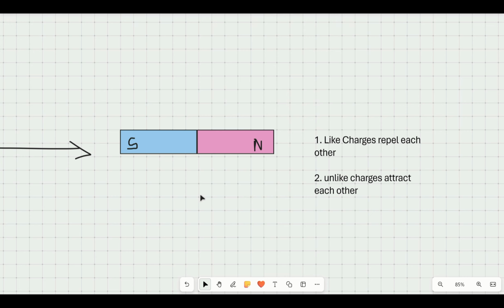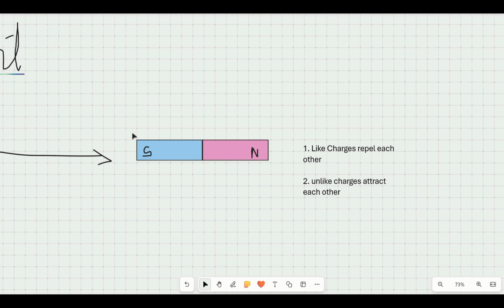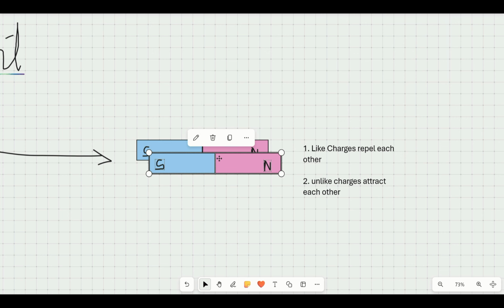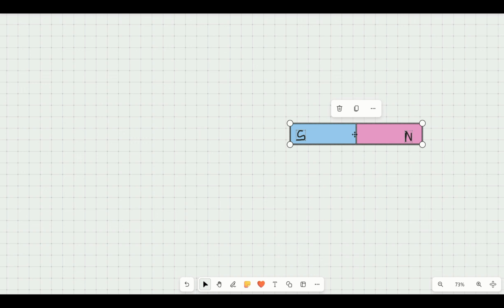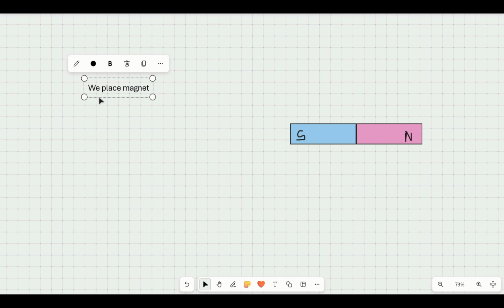Next, let's see what happens when we place a magnet. Let's duplicate it again and take it all the way over here. When there is a magnet, what are the things that happen? We place a magnet. The first thing that we will observe is that, let's remember the sequence, it is very important, the sequence in which I am writing all these. First, there will be a magnetic field.